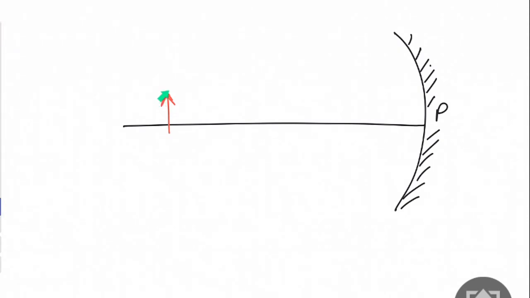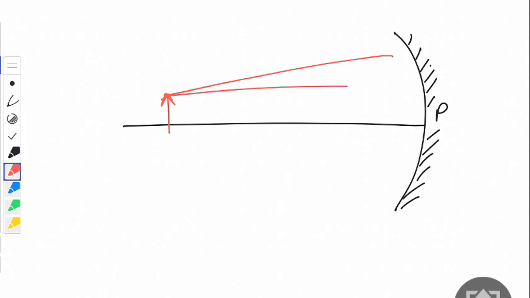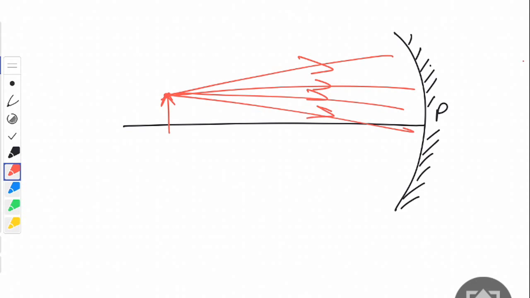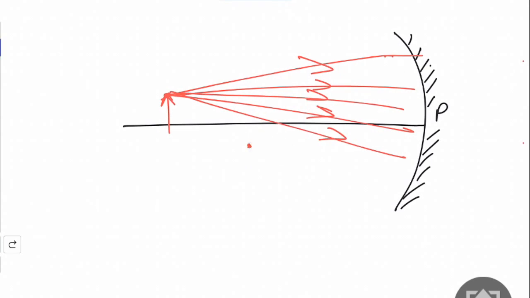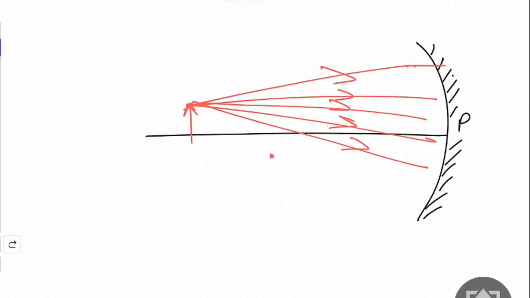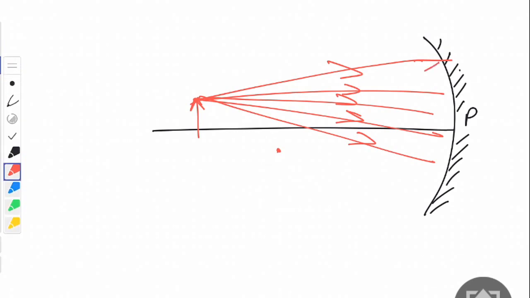Now there are going to be infinite number of rays coming from here. There'll be one ray, second ray, third ray. I can draw infinite number of rays. And all these rays after reflection, they will meet at some point. Let us say all these rays come and meet at this point. Let's say this ray comes here, this ray comes here, this ray comes here. All these rays come and meet at the same point.